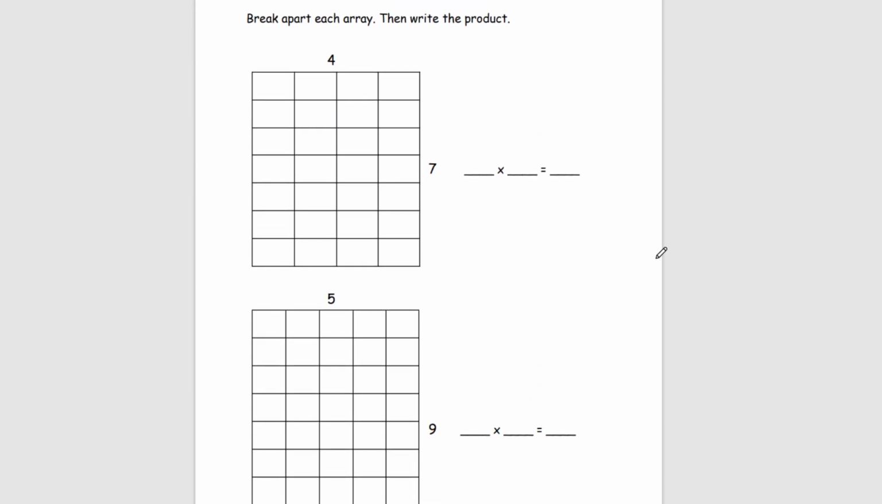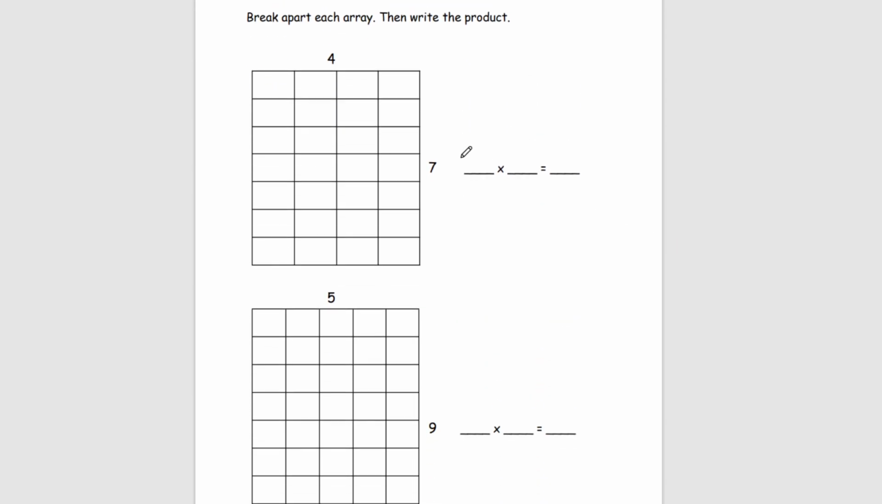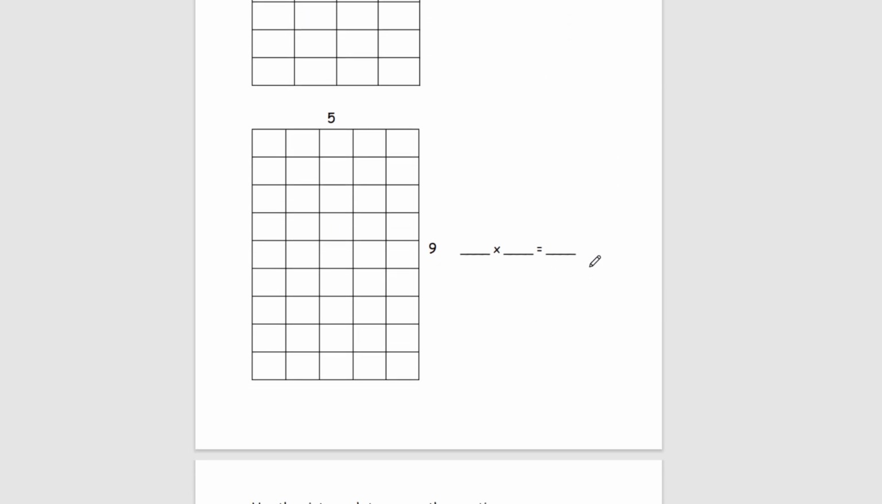On to the next page, where we're breaking apart each array and then writing the product. It already tells us we have 4 by 7, as we have 1, 2, 3, 4 in each row and 7 in each column. So we can simply write that down. If we're going to count it out, let's count 7 four times. So we have 7, 14, 21, and 28, and that's our product for this first one. For this second one, we can do the same thing as we have 5 and 9, and we'll count 9 five times, which is 9, 18, 27, 36, 45. So we get 45 for our answer.